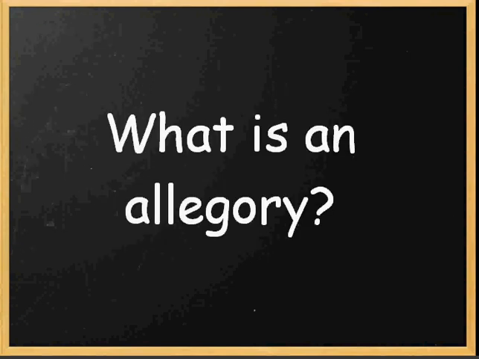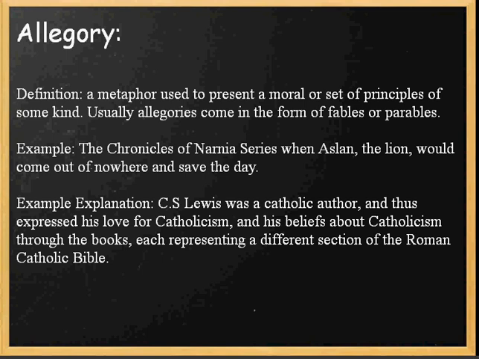Allegory is the word. An allegory is a metaphor used to present a moral or set of principles. Some common forms of allegories are fables and parables. An example of an allegory is the famous lion Aslan from the Chronicles of Narnia, who comes out of nowhere and saves the day. Yay, Aslan! The author of the Chronicles, C.S. Lewis, based the characteristics of Aslan around the Roman Catholic Bible and their teachings.